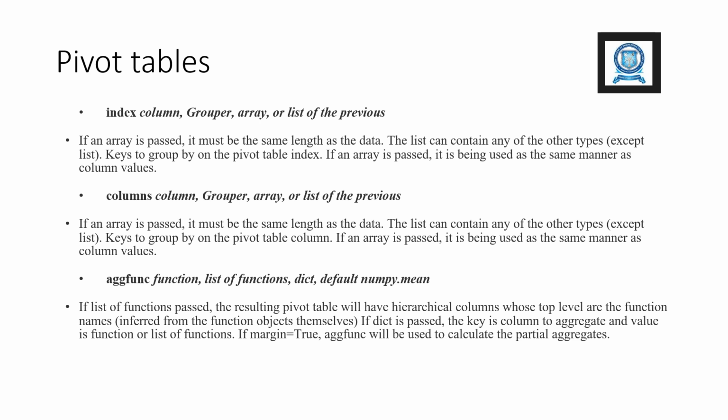Next one is aggfunc, the aggregate function. It is a list of functions, dict, or default numpy.mean. If a list of functions is passed, the resulting pivot table will have hierarchical columns whose top level are the function names inferred from the function objects themselves. If dict is passed, the key is the column to aggregate and the value is a function or list of functions. If margins is equal to true, aggfunc will be used to calculate the partial aggregates.